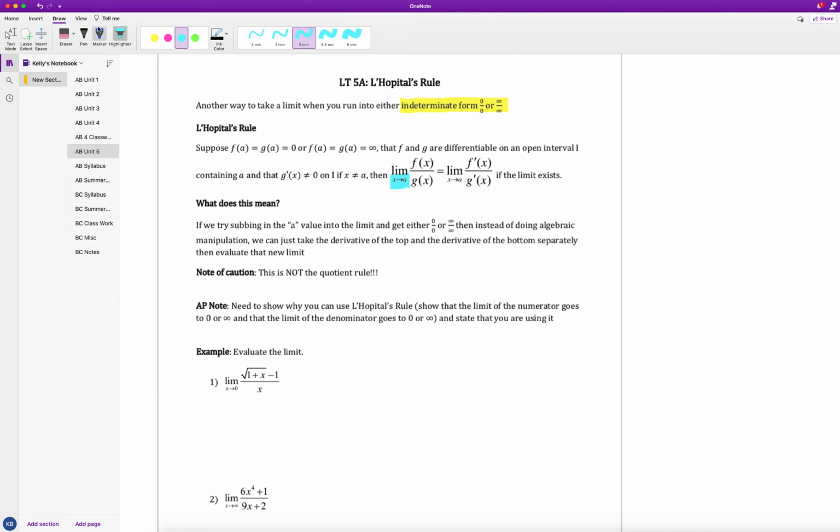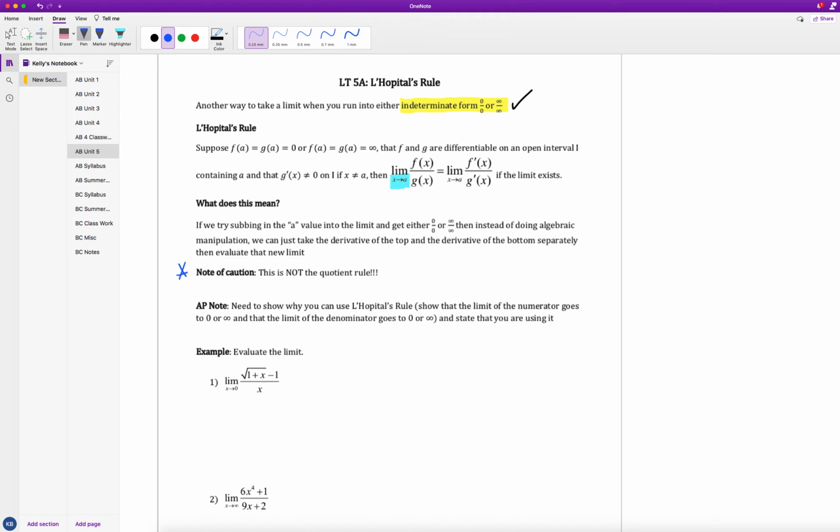So what L'Hopital's Rule tells us is if I were to do a direct sub in and I get the indeterminate form of 0 over 0 or infinity over infinity, then instead of looking at my original limit, this is equivalent to looking at the limit of the derivative of the top over the derivative of the denominator. I do want to warn you that this is not the quotient rule, so I am not applying the quotient rule here at all.